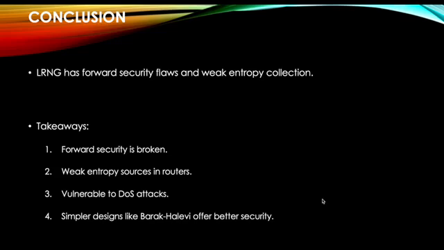In conclusion, the Linux random number generator is crucial for system security, but it has significant flaws, especially in terms of forward security and entropy collection. Here are the key takeaways. First is LRNG's forward security is broken, making it possible to reverse previous random outputs. The second is entropy collection in routers is weak, leaving them vulnerable to attacks.